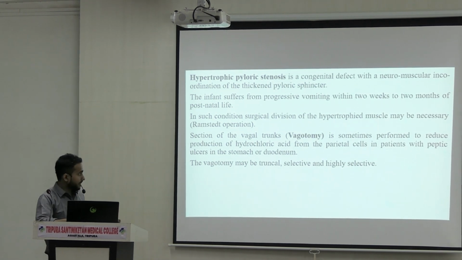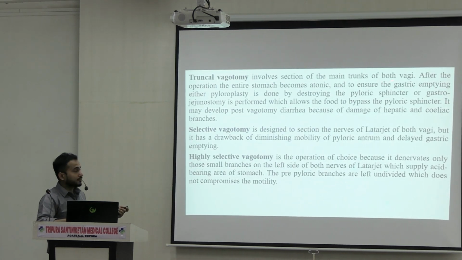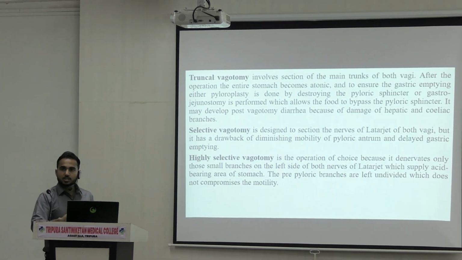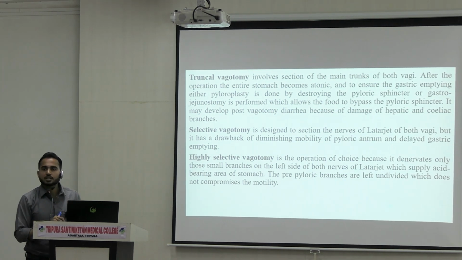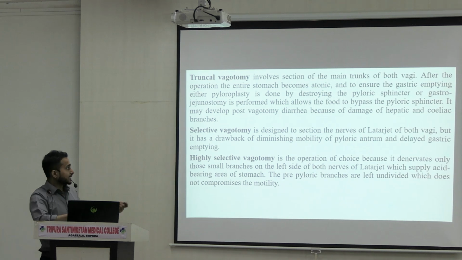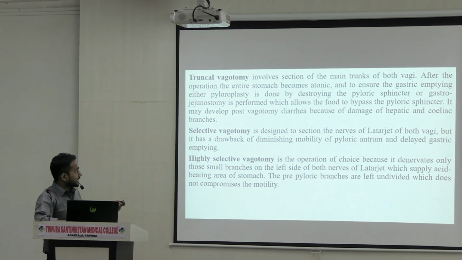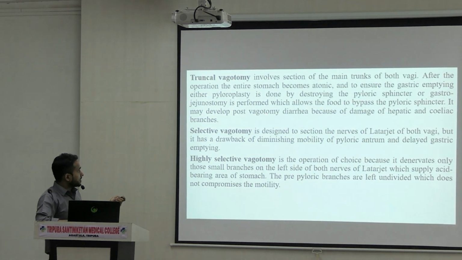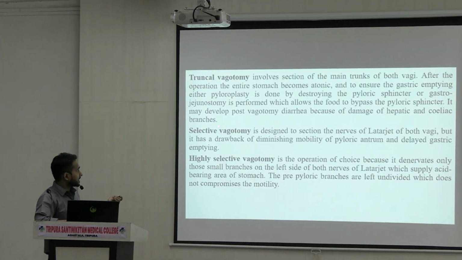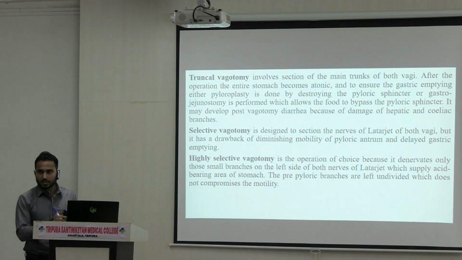Now what exactly happens? In truncal vagotomy, the main trunks of both the vagi are cut, both the anterior trunk and the posterior trunk. That means there will be no parasympathetic nerve supply for the stomach. In that case, various problems occur in the stomach. Pyloroplasty is needed, at that time the pyloric sphincter has to be destroyed. Also, post vagotomy diarrhea occurs because of damage to the hepatic and celiac branches. Like this, different other complications occur in complete vagotomy.